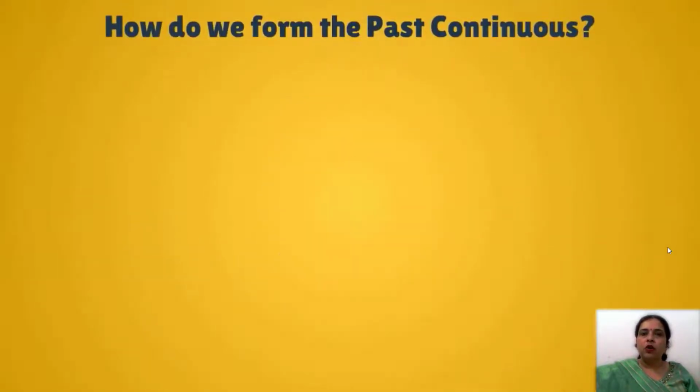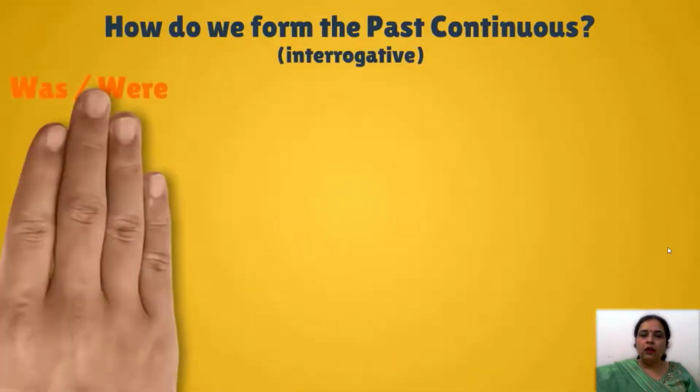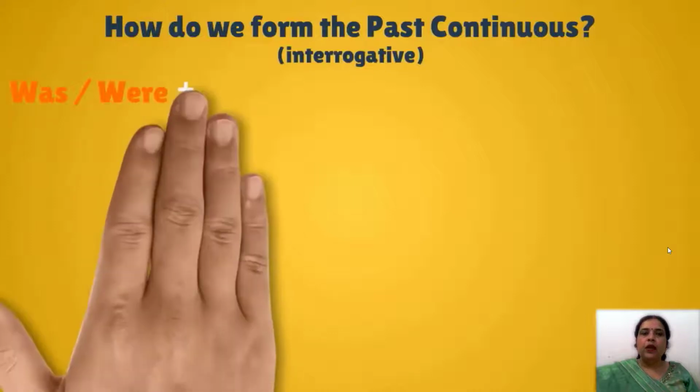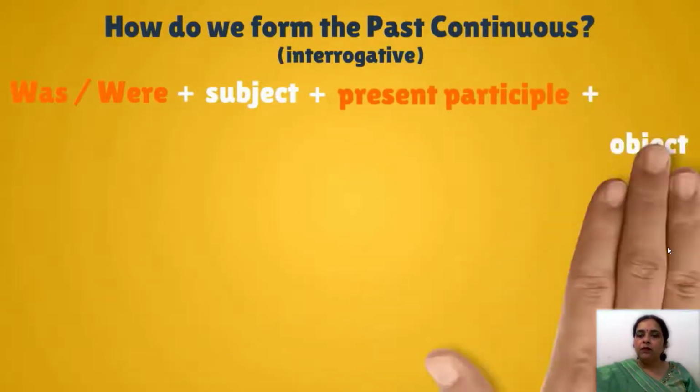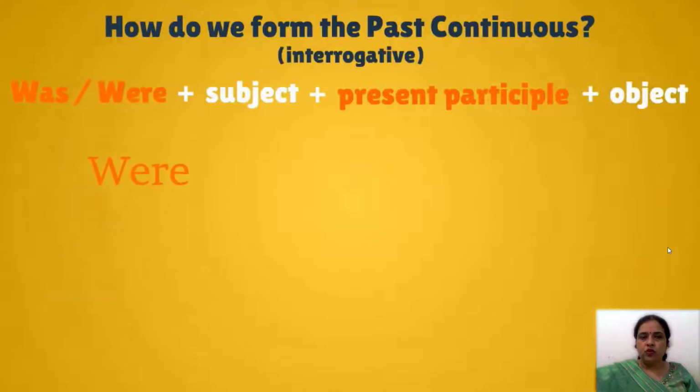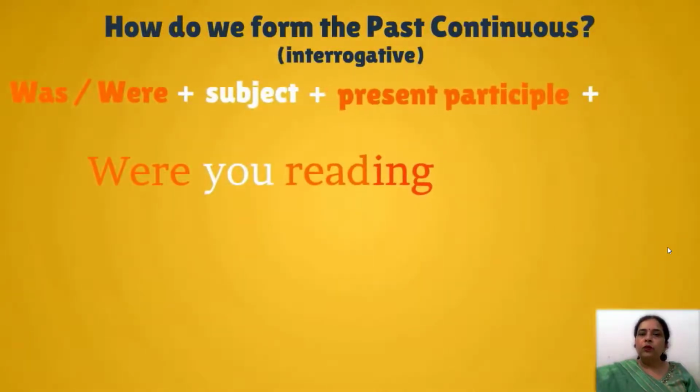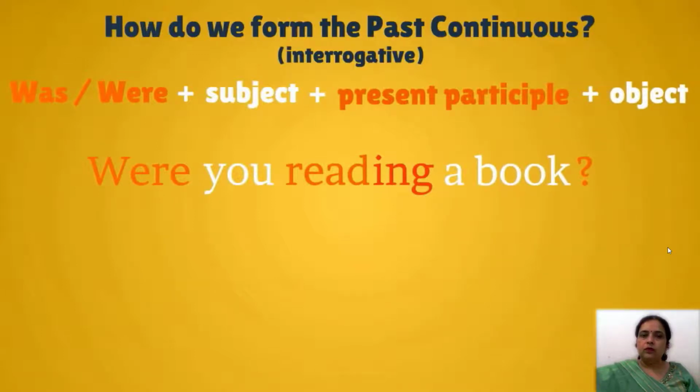Now let's see how we form past continuous tense in interrogative form. To make it interrogative, we have to simply bring the auxiliary verb was or were before the subject. Was or were plus subject plus present participle form of verb plus object. For example, were you reading a book?